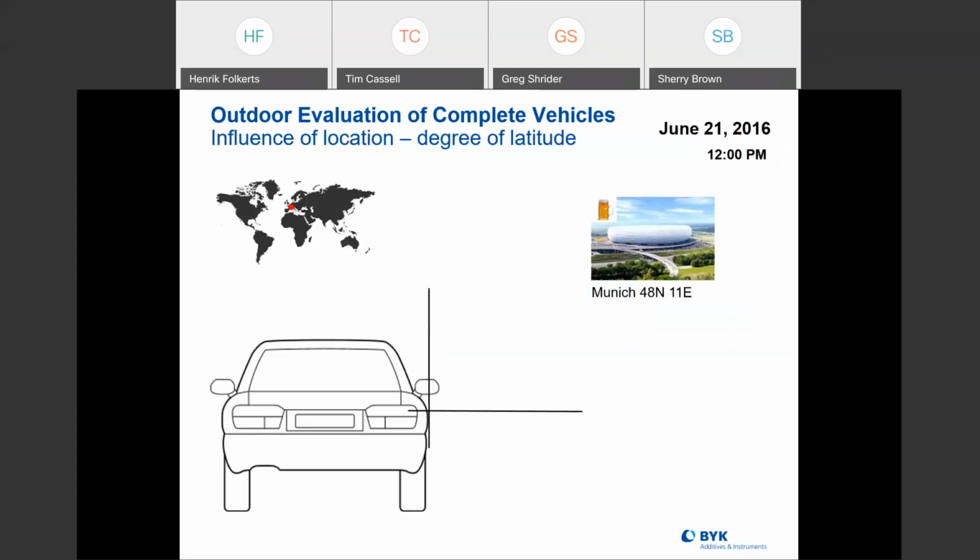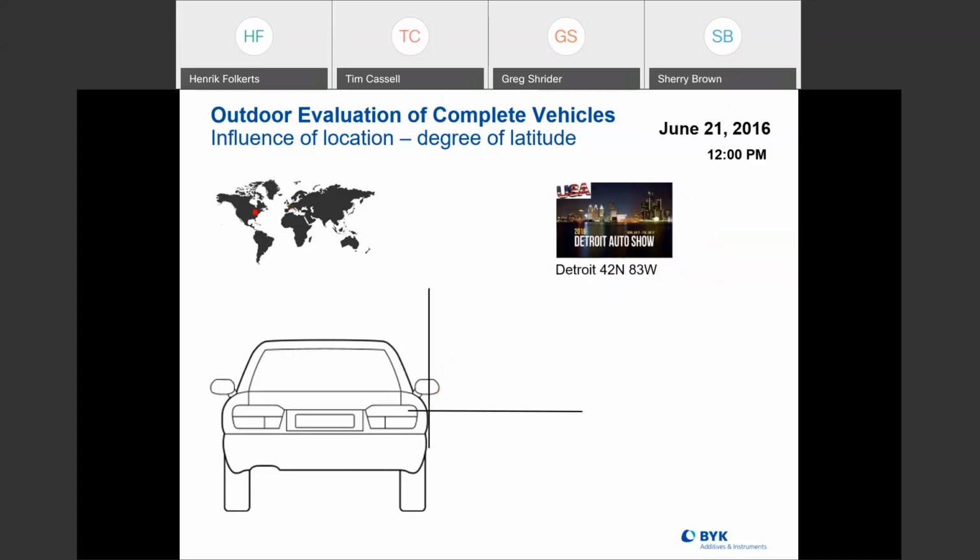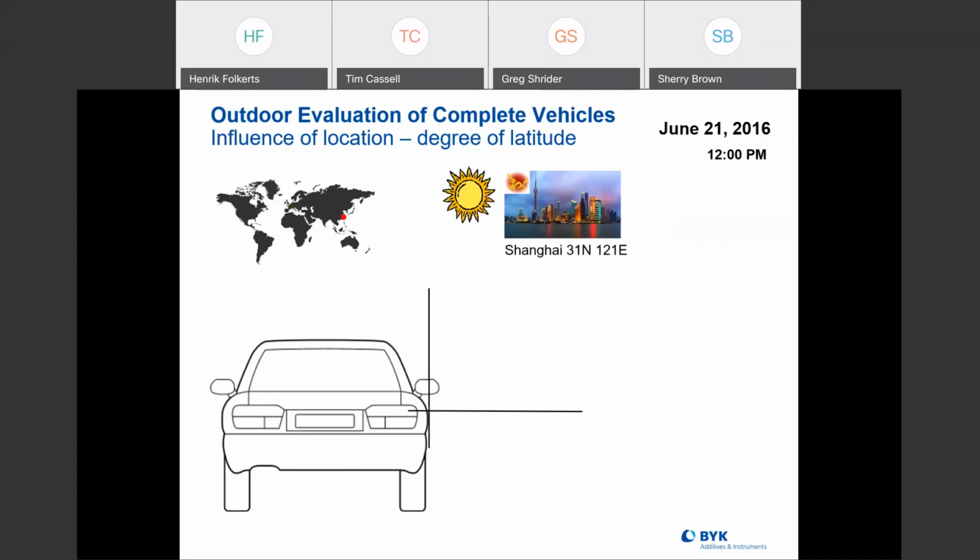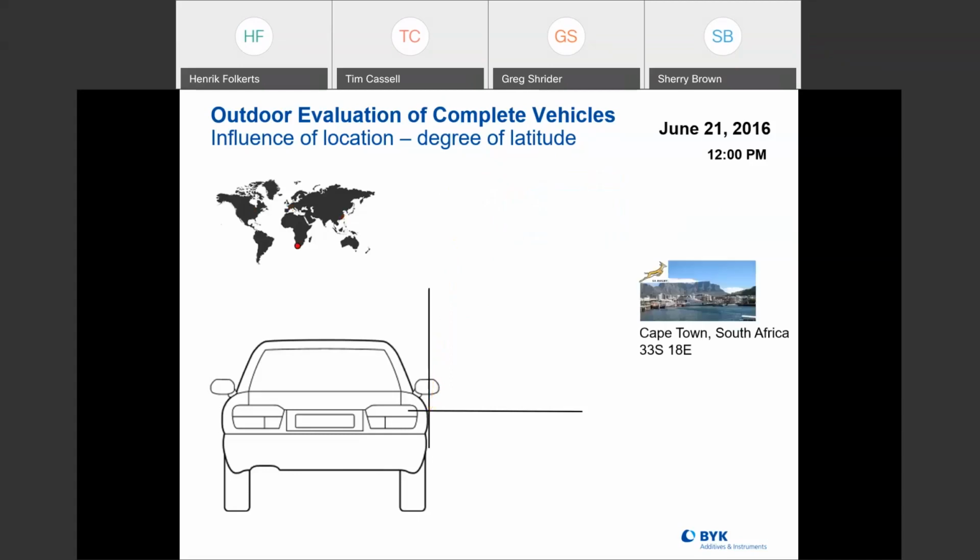To explain where you are in the world and what you see, say we had the same vehicle in four different locations: Munich, Cape Town, Shanghai and Detroit, on June 21st, 2016 at 12 p.m. In Munich, my angle of incidence of light would be 61 degrees. In Detroit, it's going to be 70 degrees. In Shanghai, 82 degrees. And in Cape Town, 32 degrees.